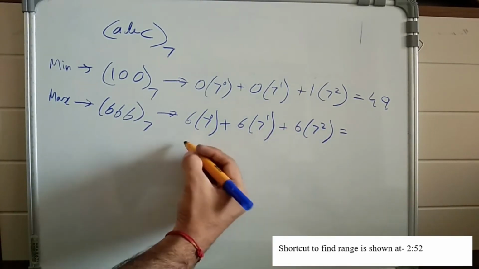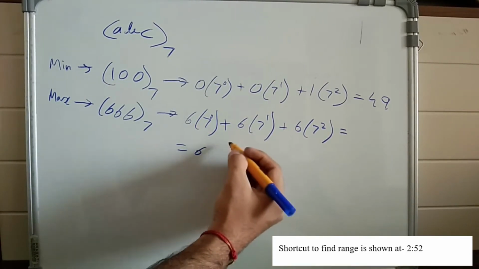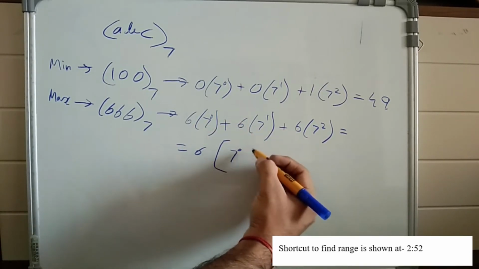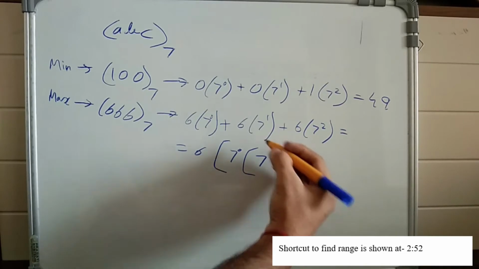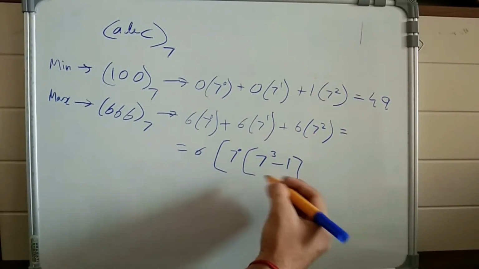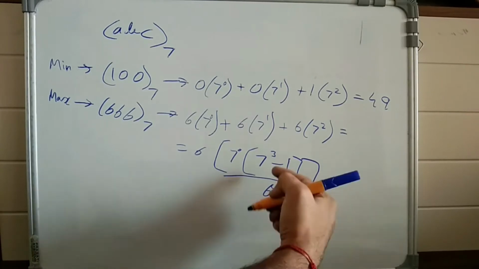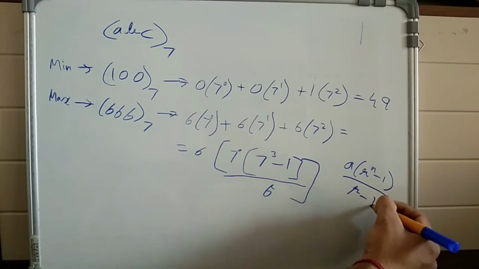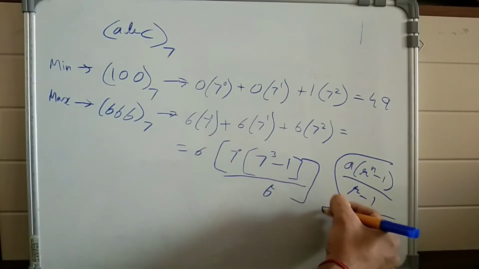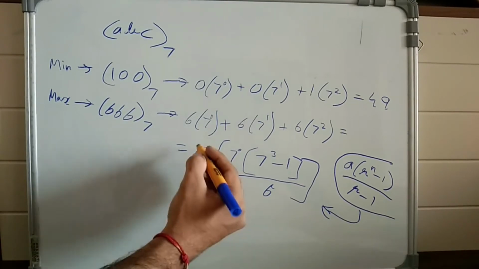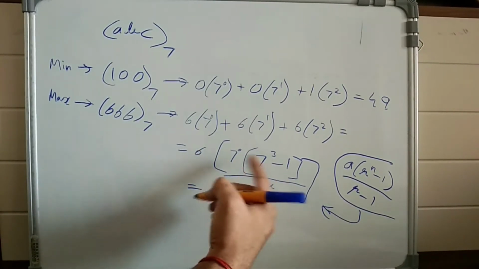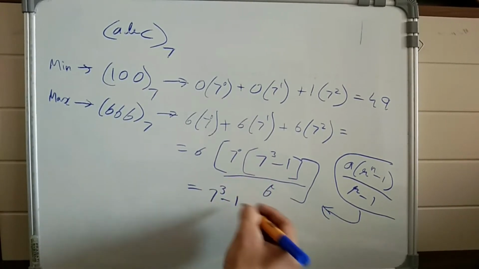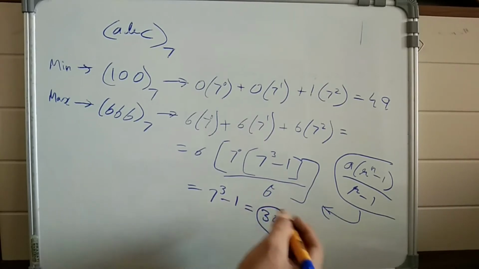Okay, so I can take 6 common, then this is a GP, the sum of a GP, so 7 to the power 0, 7 to the power 1, 7 to the power 2, that is 7 cubed minus 1 upon 6. This is nothing but the formula a into r to the power n minus 1 upon r minus 1. So 6 gets cancelled and the maximum value is 7 to the power 3 minus 1, that is 342. So this is the maximum value.